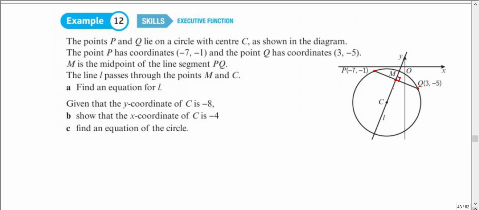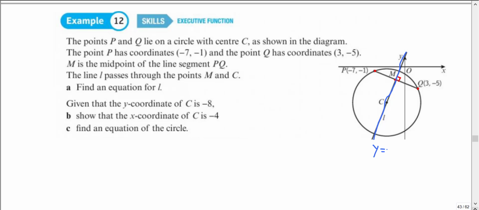How do I know it's perpendicular? Because this line intersects the chord PQ, and it passes through the center. Then directly it's perpendicular. So this is a perpendicular bisector. They want the equation of this line here. You want the equation of this line.